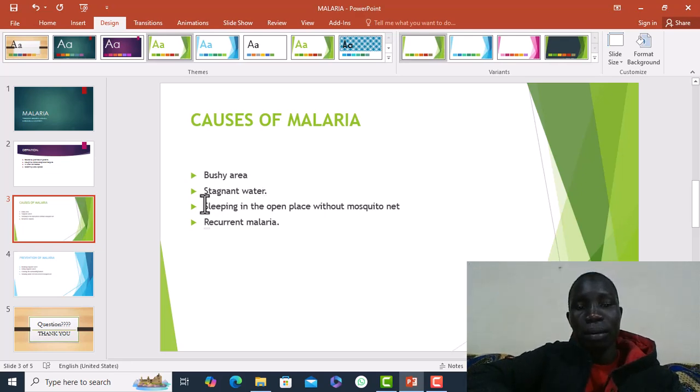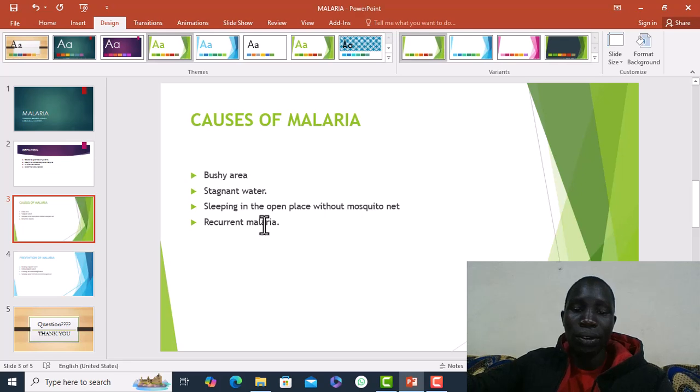Then, let me talk about sleeping in the open, that is, in a place without a mosquito net. At night you just sleep, maybe not covering your body or wearing long clothes that cover your body. This provides an adequate place for these mosquitoes to multiply and transmit the Plasmodium parasite into your blood. Then also recurrent malaria, when not treated, can become more severe, and it can multiply ineffectively.